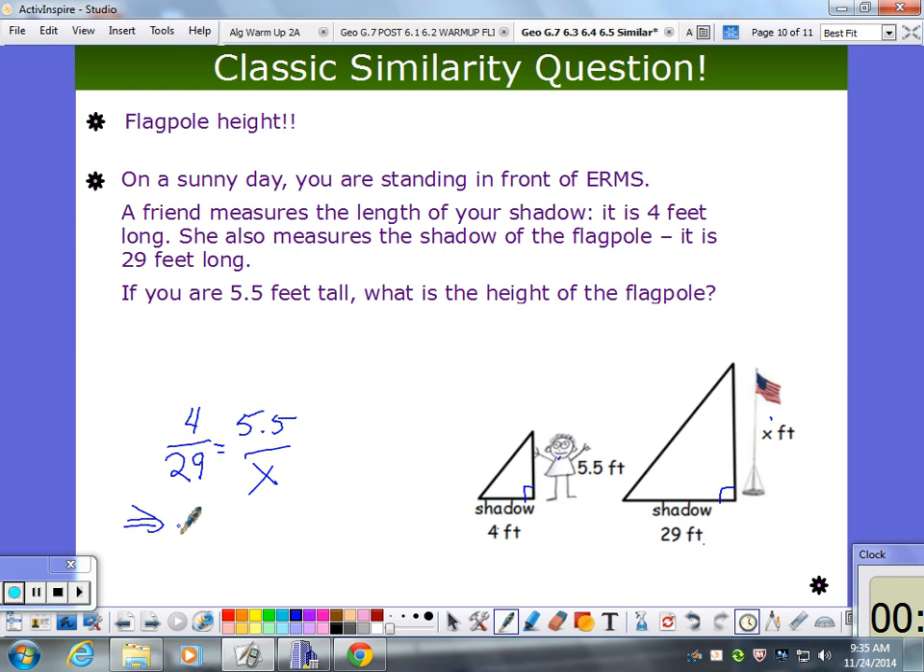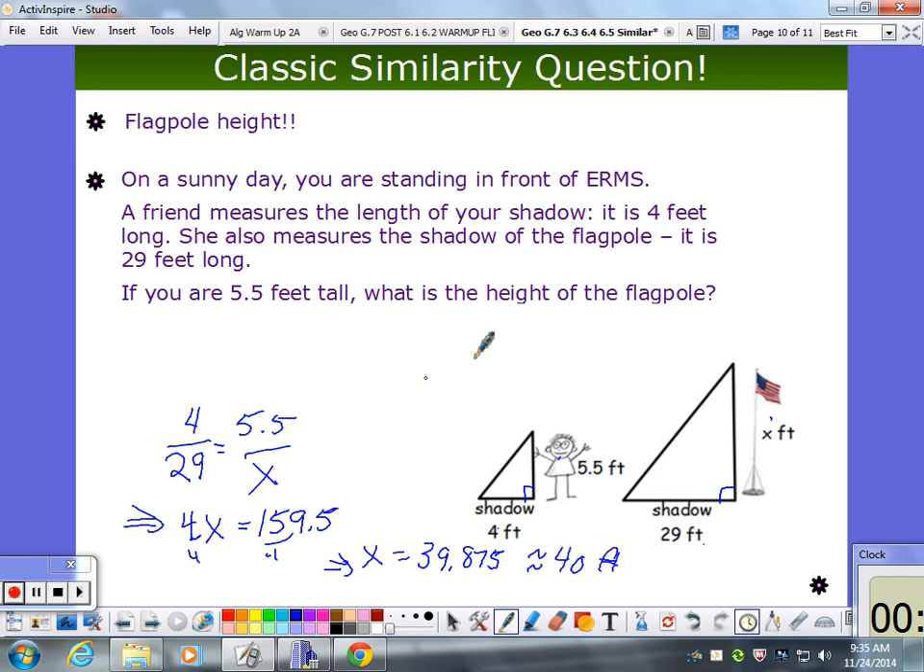So I'm going to use cross product. So 4x is going to be whatever 29 times 5.5 is, which is 159.5. Am I doing that right? And then divide both sides by 4. So let's see what the height of that flagpole is. I get some number like this. So I found it. The flagpole is 39.875 feet. What would we say? I think we would say 40 feet, right?